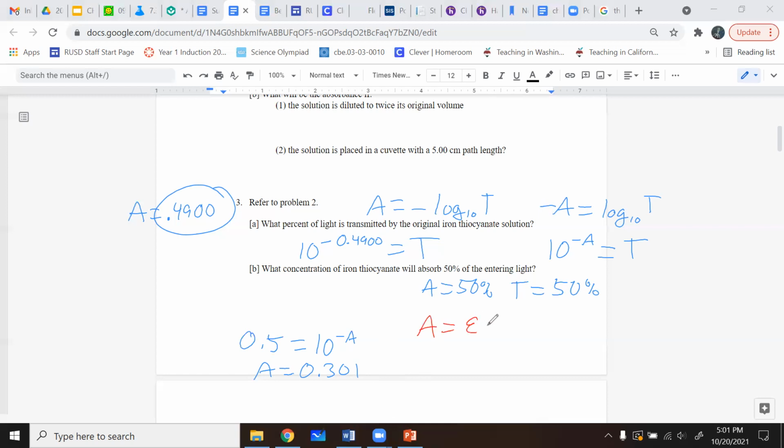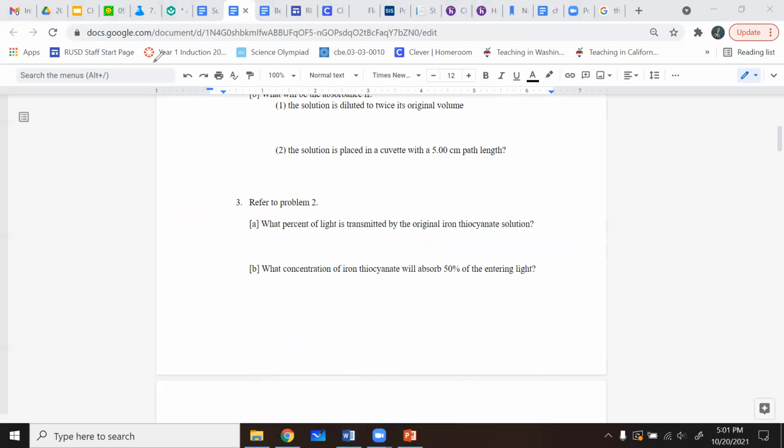A equals that funky E times path length times concentration. Now, I want to solve for concentration. I already calculated an E up there, right? I already calculated what that E is, so I don't need to recalculate it again. And I can assume, unless I am told differently, that my path length is going to be 1. So I can easily plug in all those values and solve. Moving on one more time.